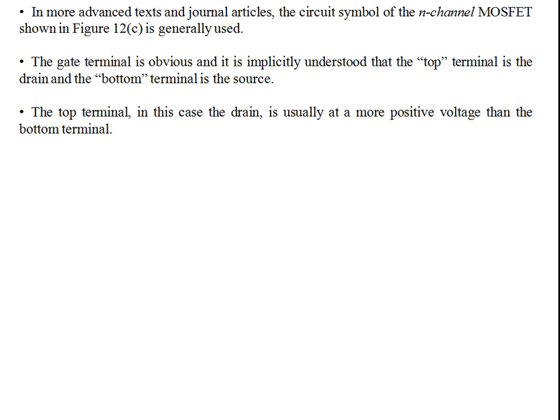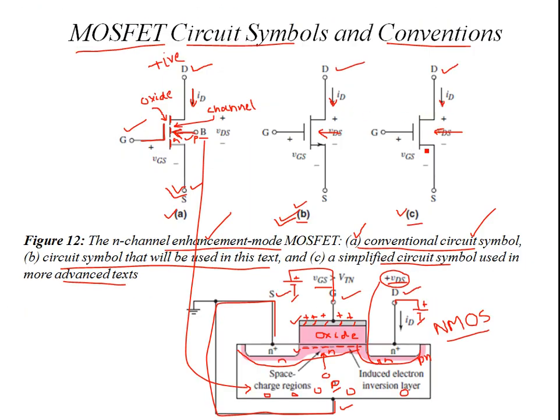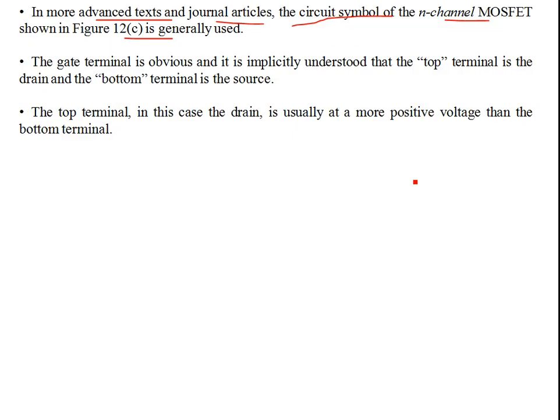In advanced texts like journal articles or conferences, people refer to the circuit symbol of the n-channel MOSFET shown in 12C, in which you don't have any arrow out of the source. No bulk p-n junction polarity is shown. This is a simple structure with no perforations of the channel, but it still represents the n-channel enhancement MOSFET.